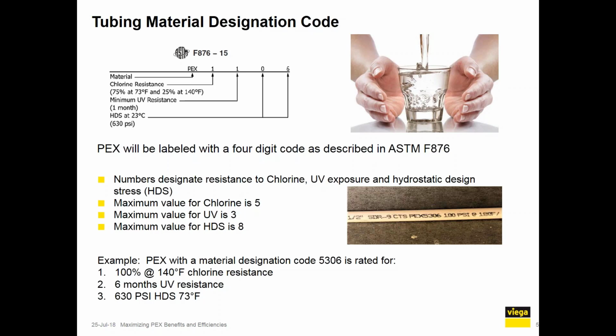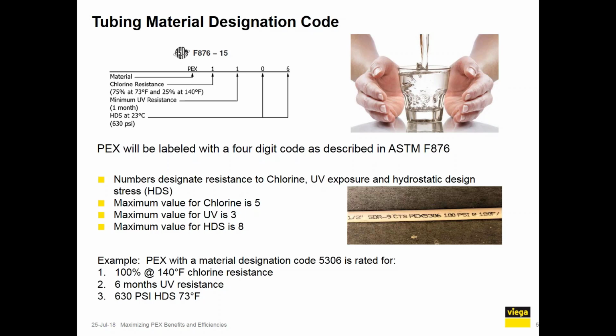Then the third one, the 06 that you see there, is for the hydrostatic design stress. That's based on a hydrostatic design basis, which is calculating your performance at a temperature and pressure rating. So the 06 represents 630 psi at 73 degrees. And this is one way to look at the different competitive PEX on the market and see the ways that the competition stacks up. So why would you care?